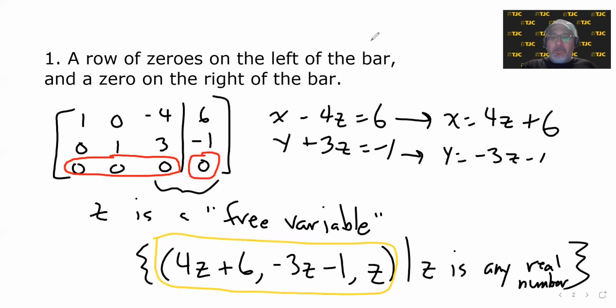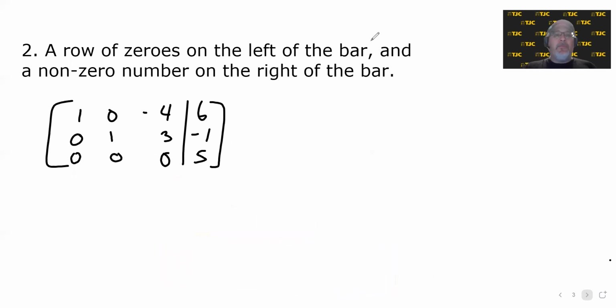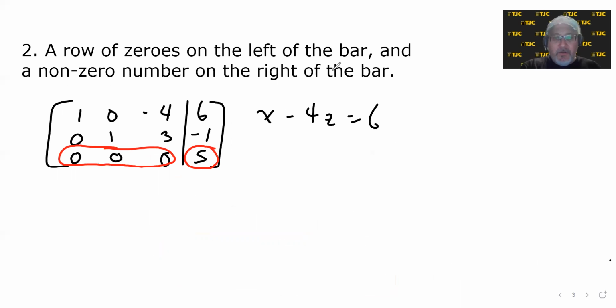But what else can go wrong? Well, the other thing that can go wrong is when you have a row of zeros on the left of the bar and a non-zero number on the right. Now, what happens when this occurs? Well, the top equations are still the same. X minus 4z is equal to 6, and y plus 3z is equal to negative 1. But what does the bottom row say now? Well, the left says 0x, 0y, and 0z, so 0 is equal to 5.